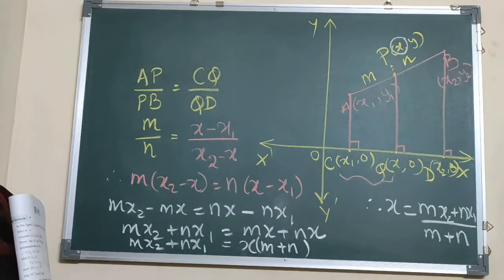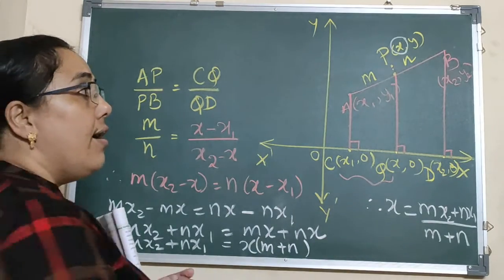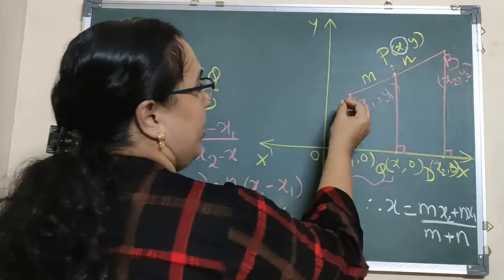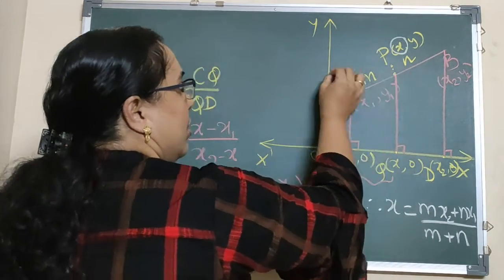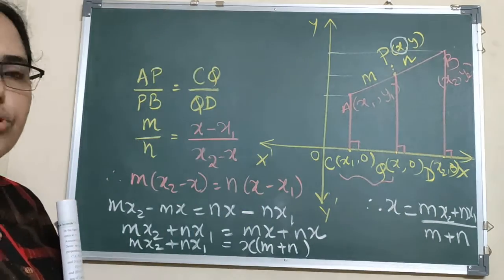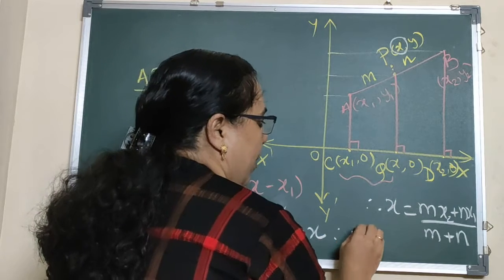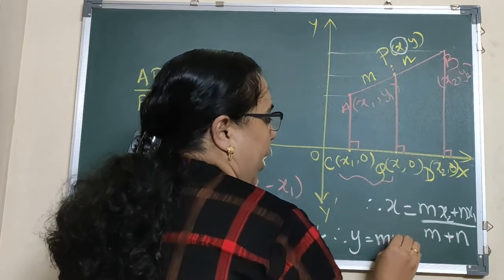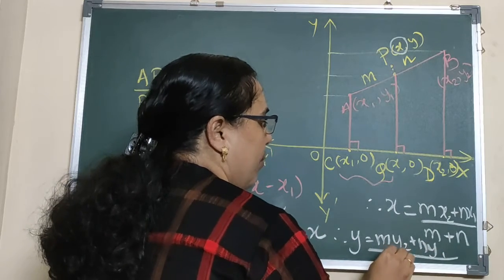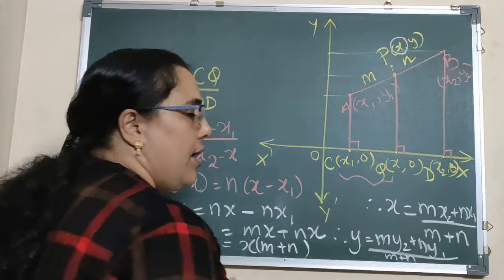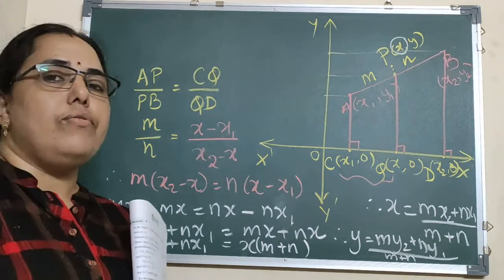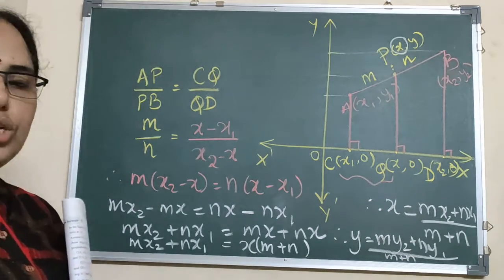Similarly, when we find the y coordinate of point P, in the same way we can draw a perpendicular to the y axis and then do the needful. What do we get? We get y is equal to my2 plus ny1 upon m plus n. I hope this concept is very clear, girls. So after this, what is our section formula?